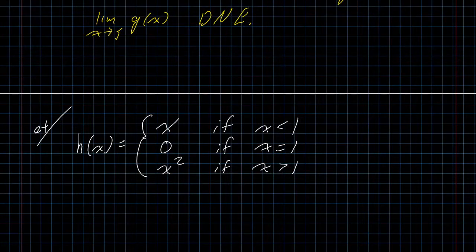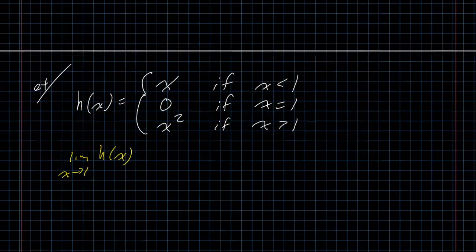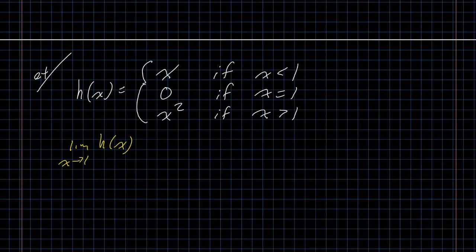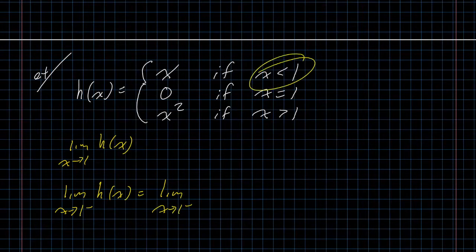We're going to be taking the limit as x approaches 1 of h of x, and we're going to do that by analyzing each piece in turn. We'll take the limit as x approaches 1 from the left of h of x. And whenever we're to the left of 1, we're in this regime where we are taking the limit of x. And the limit as x approaches 1 of x is 1.